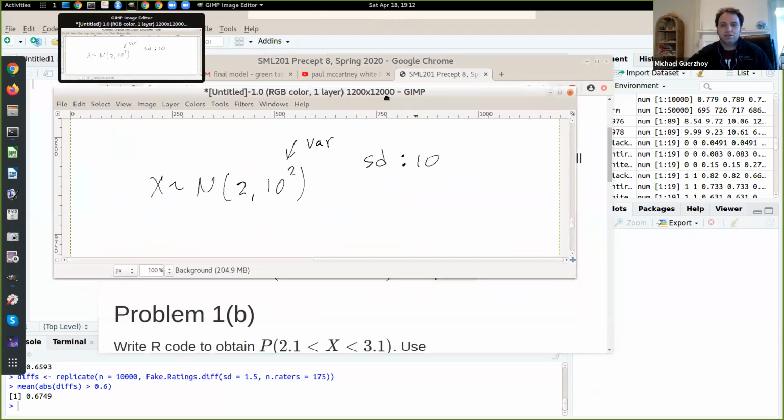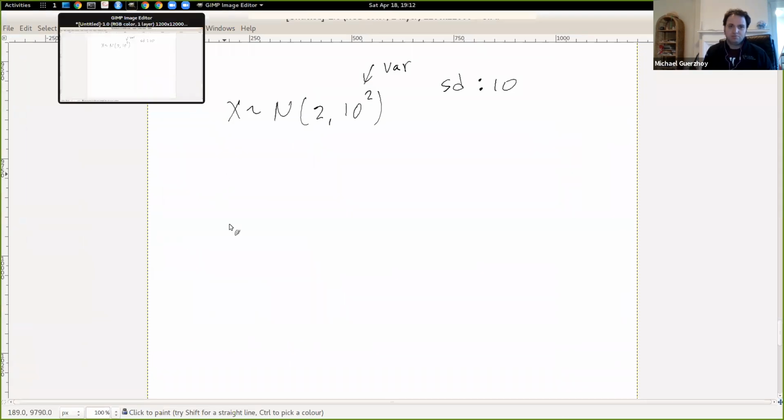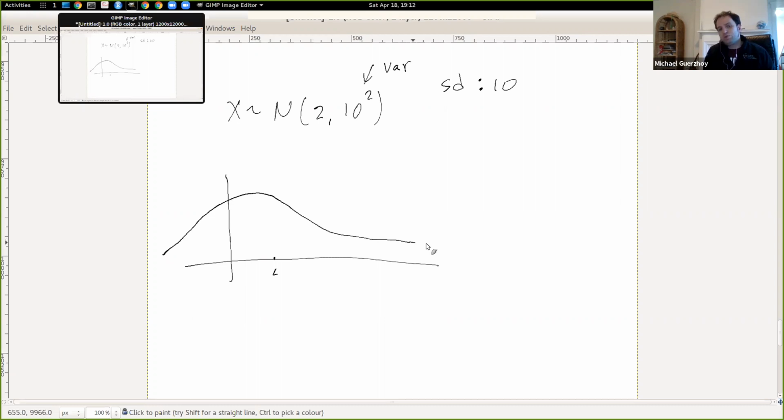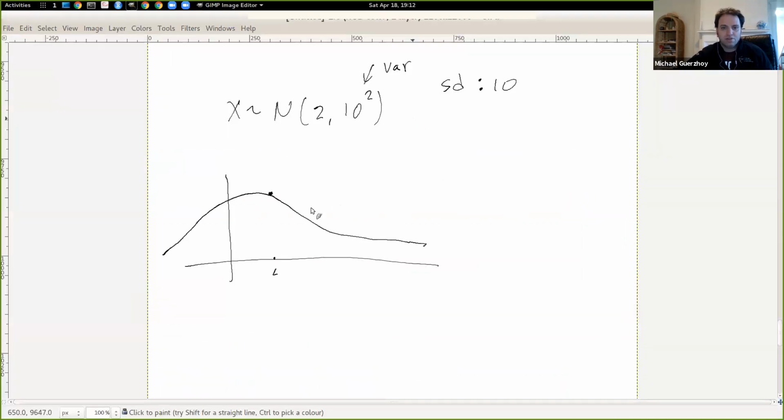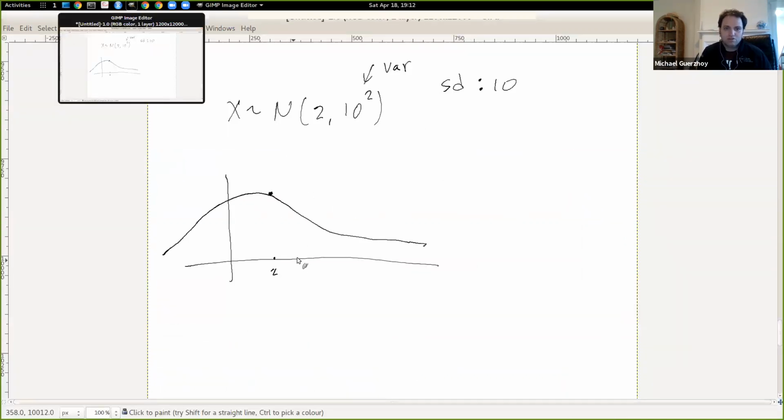So what things look like is kind of like this. This is going to be 2, and then the standard deviation is 10, so that's going to be pretty wide here. This should be the highest point. Now we want the probability between 2.1 and 3.1. So this is 2, this would be 2.1, and 3.1. We want the area that's between this. This is the probability of x ending up between 2.1 and 3.1.